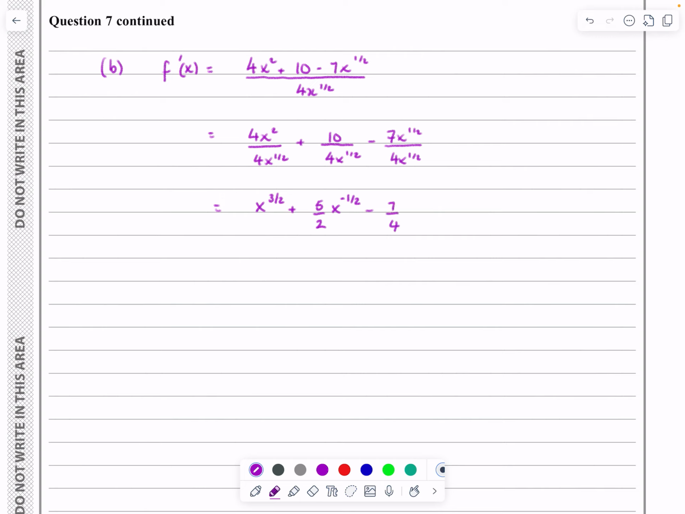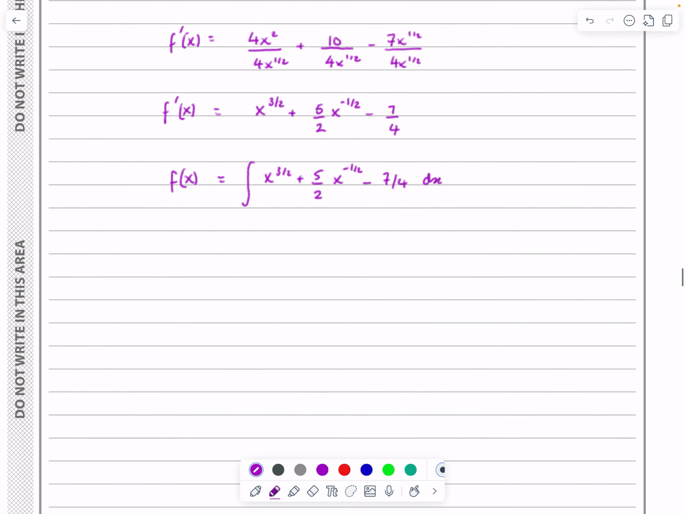So we can now say those are all f dash x. I haven't done any integrating up until this point, sorry. So fx is going to be the integral of this thing. So x to the 3 over 2 plus 5 over 2, x to the minus a half, minus 7 over 4, all with respect to x.